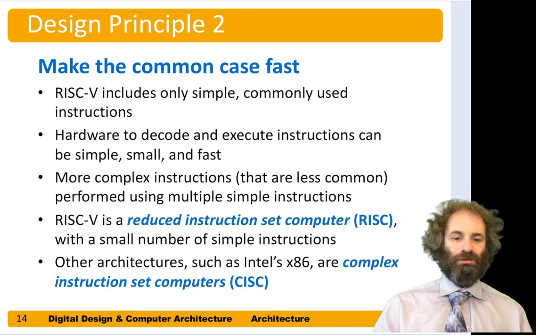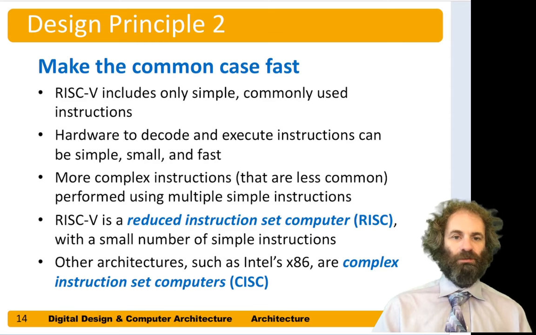This leads us to another design principle of making the common case fast. So RISC-V only includes simple, commonly used instructions. As a result, the hardware to decode and execute these instructions can be made simple, fast, and small. And we'll look at that in Chapter 7.